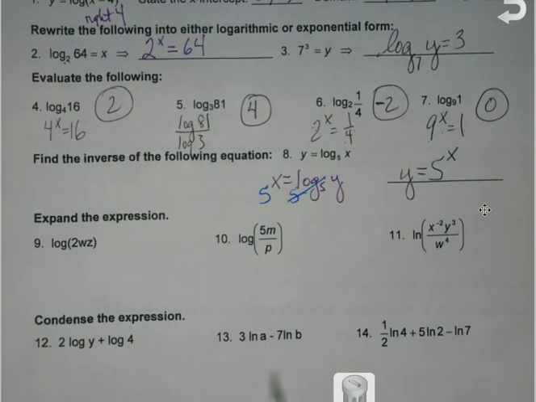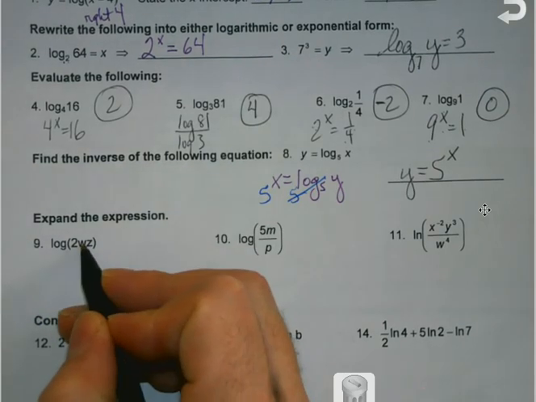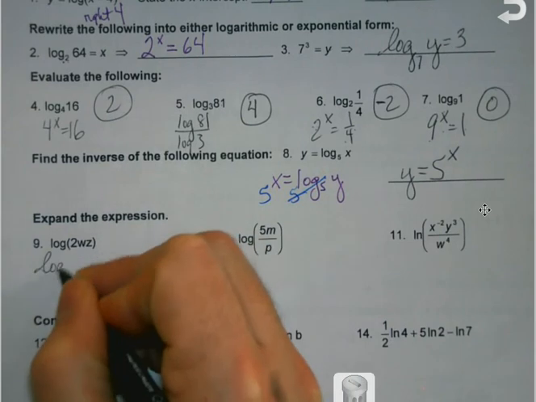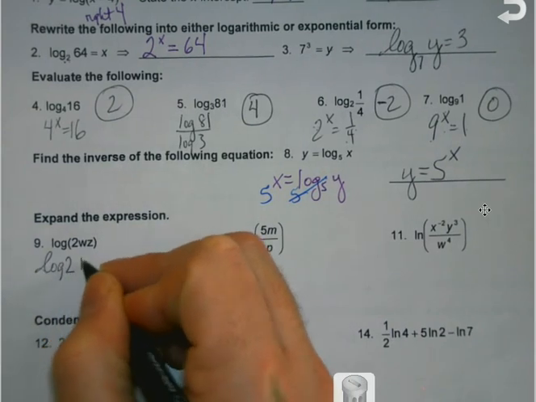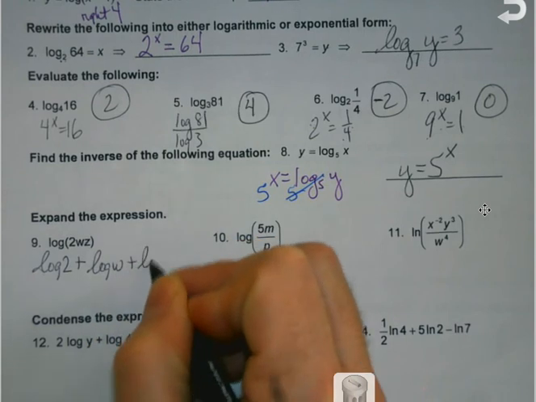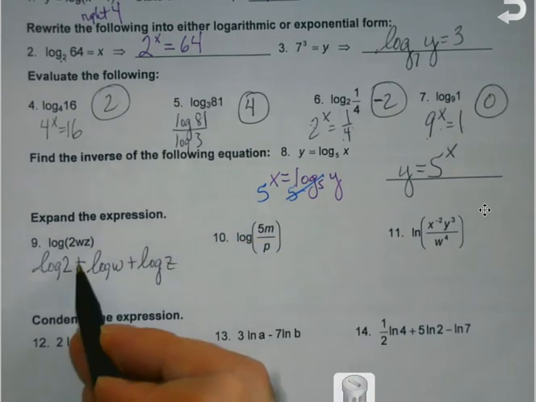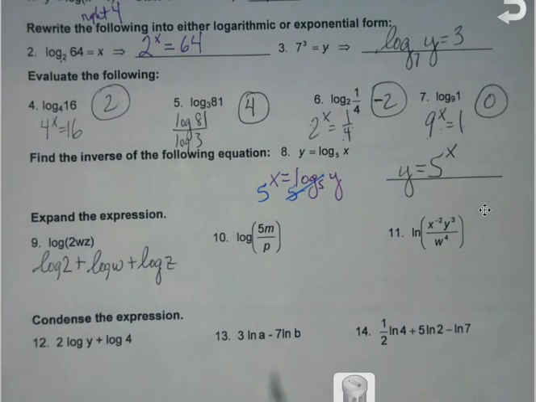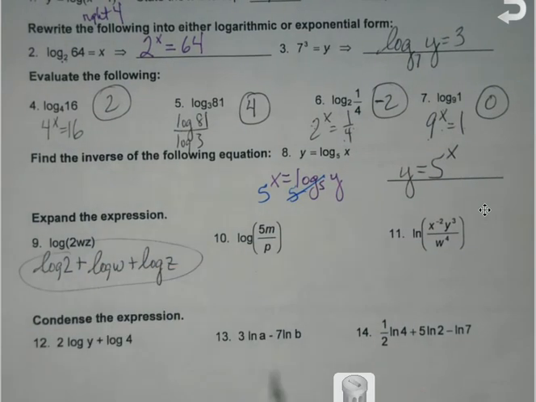Expand the expression. Multiply becomes add. Divide becomes subtract. Exponents become coefficients. So let's take a peek. Multiply, multiply. Log of 2 plus log of w plus log of z. Each multiplication dot gets replaced with an add. There's no exponents, there's no division. I'm fully expanded.